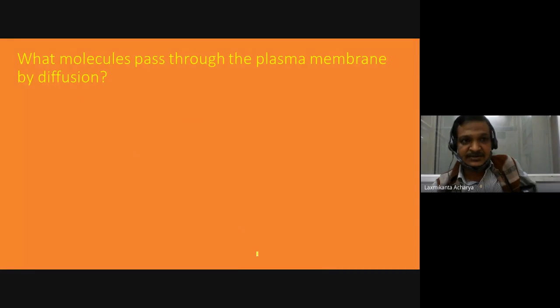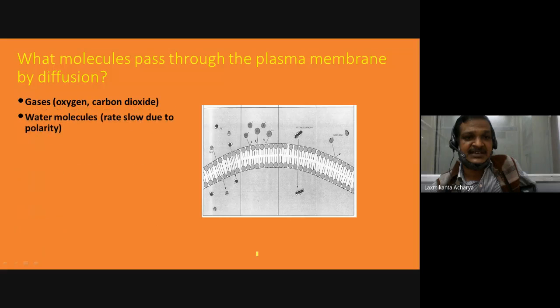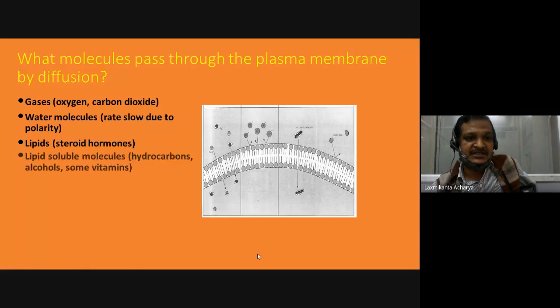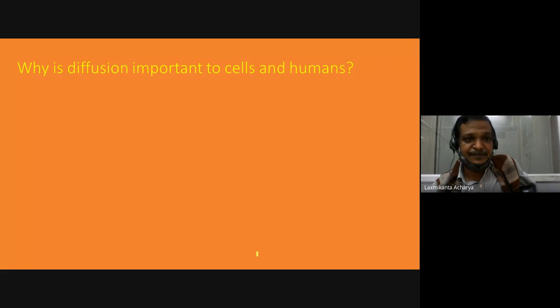Now, through the process of diffusion, gases like oxygen and carbon dioxide, and water molecules, though the rate for water is very slow, and lipids and lipid soluble molecules, hydrocarbons, alcohol, some of the vitamins, and some non-charged molecules can pass through the membrane.